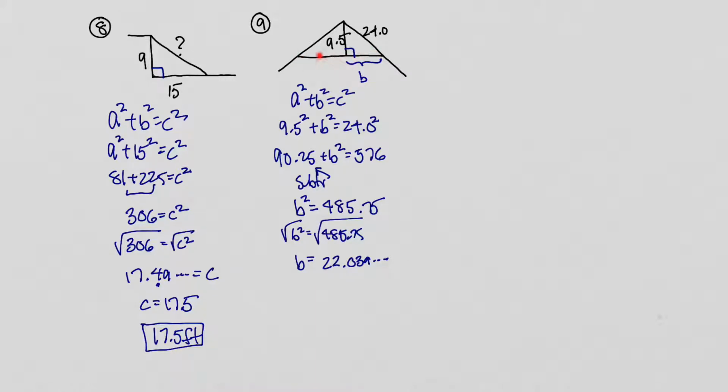truss. They're asking us, back up here at the picture, they're asking us for this entire length right here. We found half of it, right? We just found this, but we want the entire length, so we'll take this and double it. So what we're looking for is 2 times b, and if we multiply this by 2, we'll get 44 point, now we need to round off.